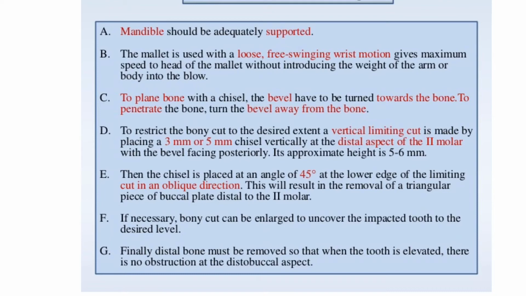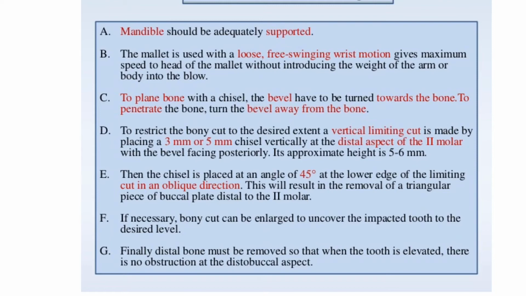To restrict the bony cut to the desired extent, a vertical limiting cut is made by placing a 3 mm or 5 mm chisel vertically at the distal aspect of the second molar with bevel facing posteriorly. So its approximate height is 5 to 6 mm. Then chisel is placed at an angle of 45 degrees at the lower edge of the limiting cut in an oblique direction. So this will result in removal of a triangular piece of buccal plate distal to the second molar.